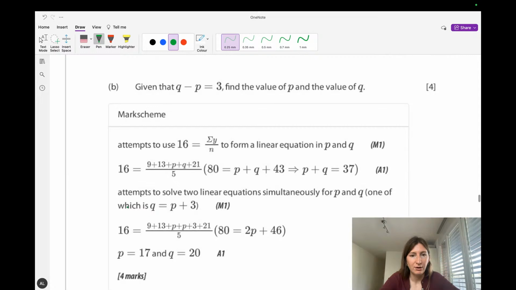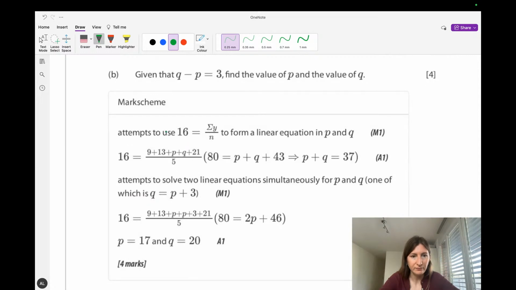All right, for our one of 4 marks. So this is attempt to use the average. This just means the sum of all the y. Okay, it looks scary, but that just means sum of all the y. It's just adding up all the y values. Sum, Greek letter for sum. Sum of all the y values divided by how many there were equal to 16. We use that to form a linear equation. Then solving it, so just attempt to use the mean. That was your first mark.